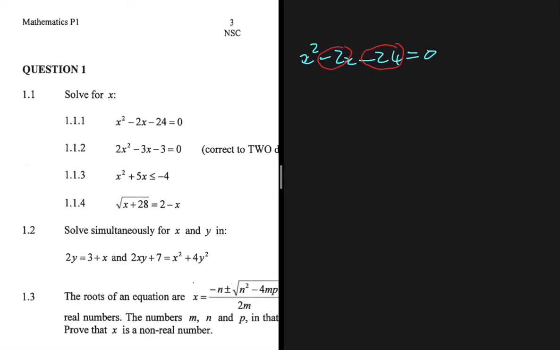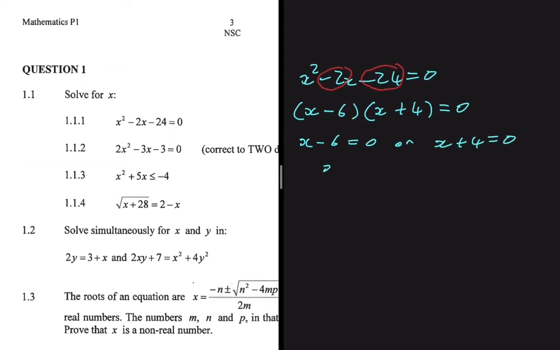So as a consequence, we're going to have x minus 6 multiplied by x plus 4 is equal to 0, right? So x minus 6 is equal to 0, or x plus 4 is equal to 0. So x can be equal to 6, or x can be equal to minus 4. Again, just to recap, which two numbers do I multiply and get minus 24, and then when I add them, I get minus 2, right? It's minus 6 and plus 4.